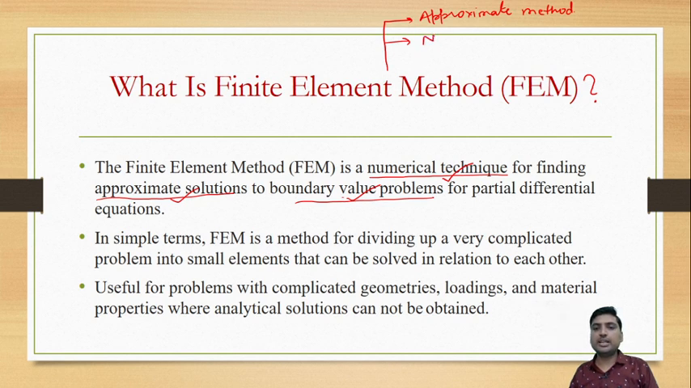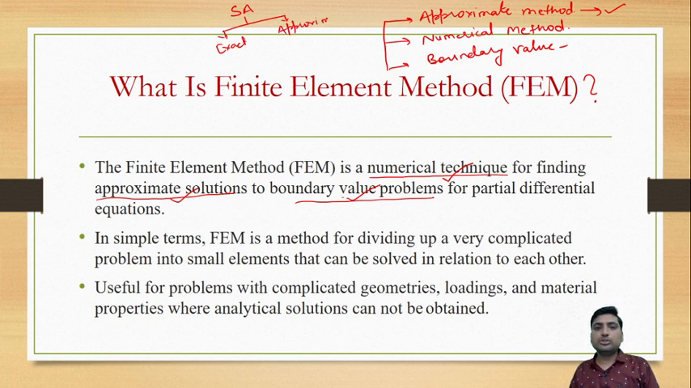Then the second one is that it is a numerical technique, which means it is a numerical method. The third one is boundary value problems. You might understand the term approximation method, because if you are analyzing a problem by using the methods given in structural analysis, there are two different methods, that is exact method and approximation method. This whole subject of finite element method comes under the approximation method. Then the second is numerical method, and the third is boundary value problems.